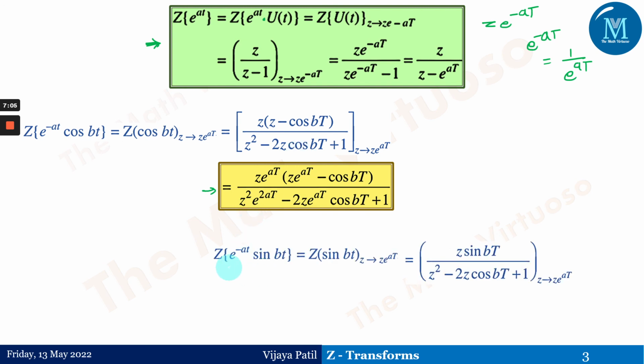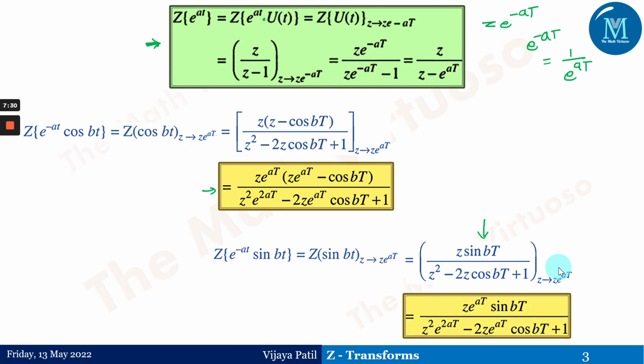Similarly, we can easily check this. The Z transform of e to the power minus at sine of bt is the same as the Z transform of sine of bt from the previous step. Please go back and check: the Z transform of sine of bt is nothing but z into sine of bt upon z square minus 2z cos of bt plus 1. Every z in this Z transform is replaced by z into e to the power at, and we reach the Z transform of the function e to the power minus at sine of bt.